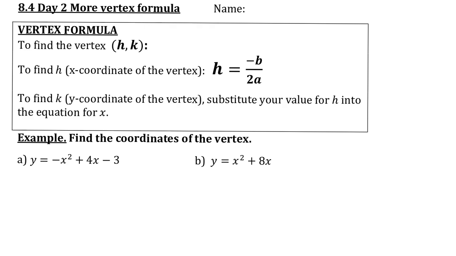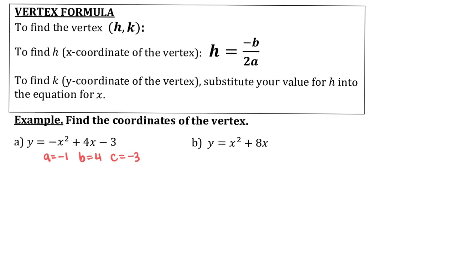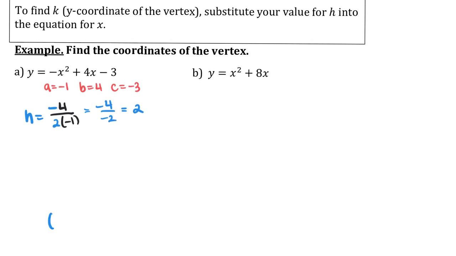Let's look at the first one. I'm going to label my a, b, and c. You don't have to. a is -1, b is 4, c is -3. Just watch your signs. I'm going to find h first. So h equals negative b over 2 times a. a is -1, okay? Just watch your signs. -4 divided by -2 is +2. So I know the vertex is 2 comma something. I'm going to put the 2 comma so I don't forget.